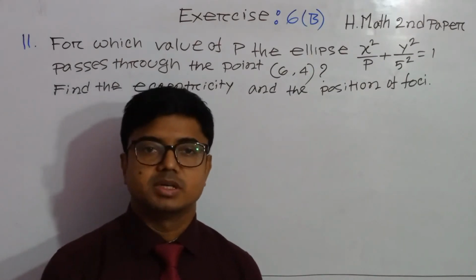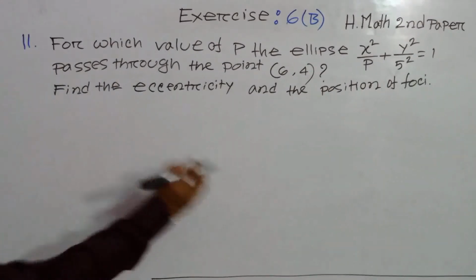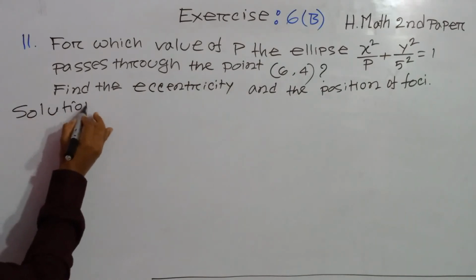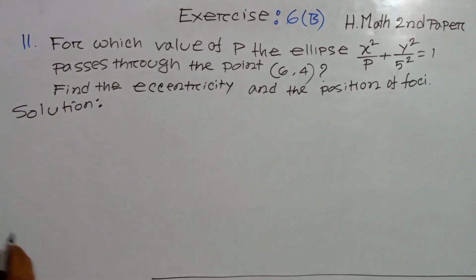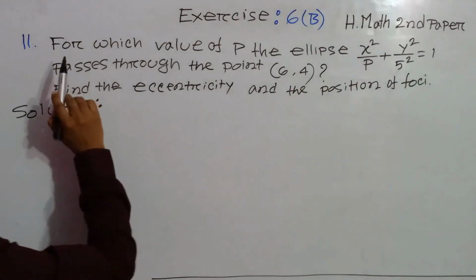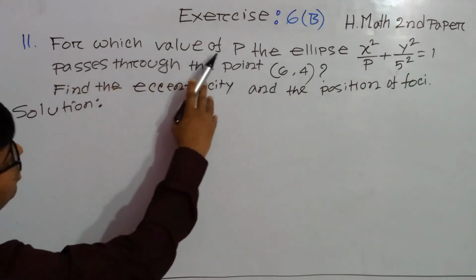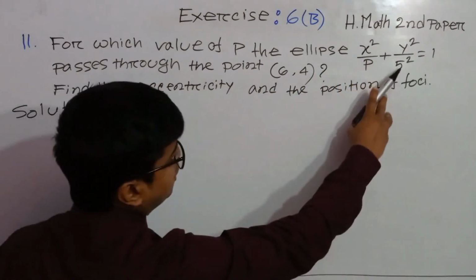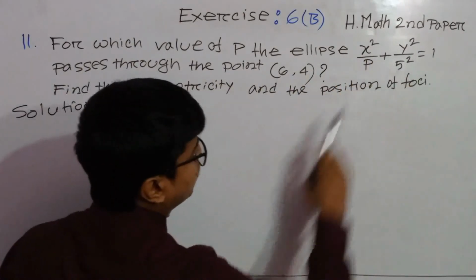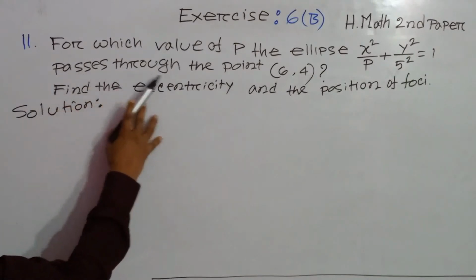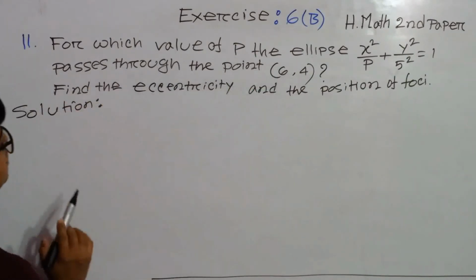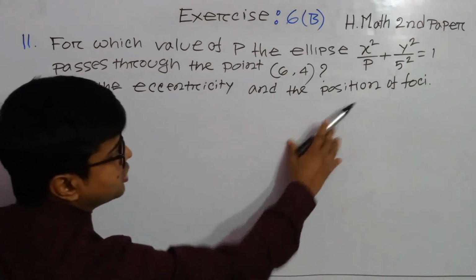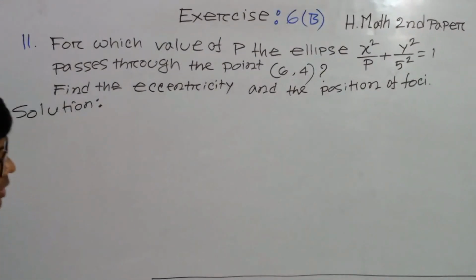Now question number 11. Solution. For which value of p does the ellipse x squared by p plus y squared by 5 squared equals 1 pass through the point (6, 4)? Find the eccentricity and the position of foci.